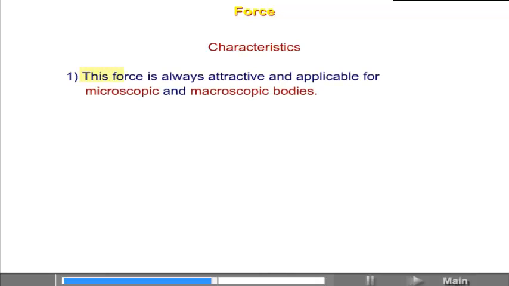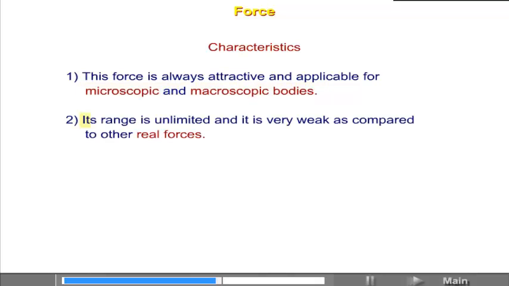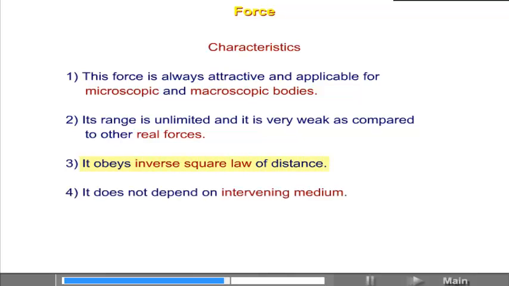Characteristics: This force is always attractive and applicable for microscopic and macroscopic bodies. Its range is unlimited and it is very weak as compared to other real forces. It obeys the inverse square law of distance. It does not depend on the intervening medium.